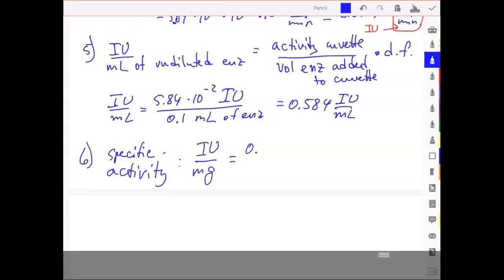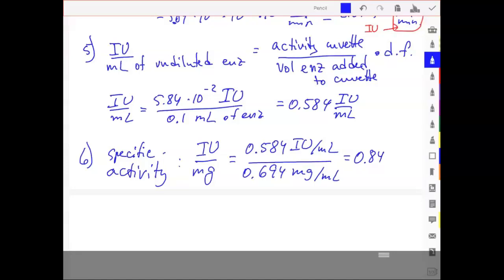And in our case, we didn't dilute anything, so it's a little easier. So I'll write that as 0.584 IU per ml divided by 0.694 mg per ml. Mils will cancel out, and we should get 0.841 IU per mg. So hopefully it's clear that this is from number 1, is it? Yeah. And this is from number 5, we calculated.